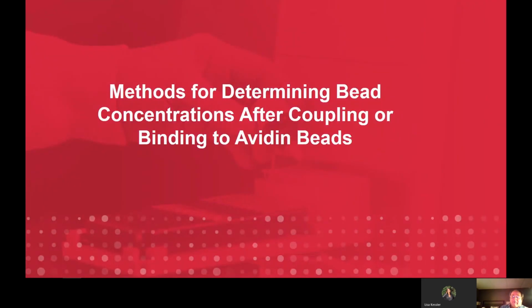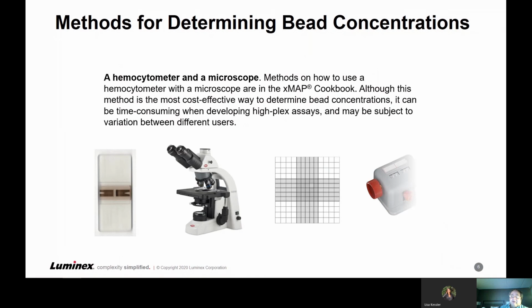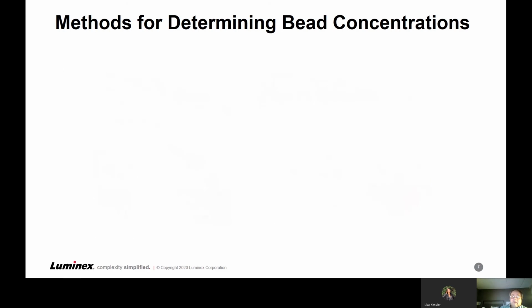So let's look at some of the different methods for determining bead concentrations after coupling or binding to Avidin beads. So one of the basic techniques that we'd like to teach people is how to use a microscope and hemocytometer. So methods on how to use a microscope and hemocytometer are in the xMAP cookbook. Although this method is the most cost-effective way to determine bead concentrations, it can be very time-consuming when you're developing high-plex assays, and it may be subject to variation with different users.